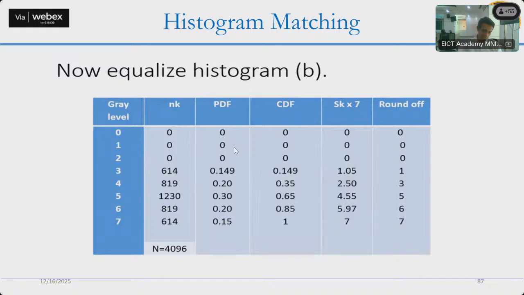Yes, device wise we can say that it has that one capacity. Now equalizing histogram B, when this value is given, that the number of counts is given, and then its PDF is given. Then we are calculating the CDF, thereafter we are multiplying by 7. 7 is basically the highest gray level value. Then again we are rounding off, and after rounding off we are getting this value.